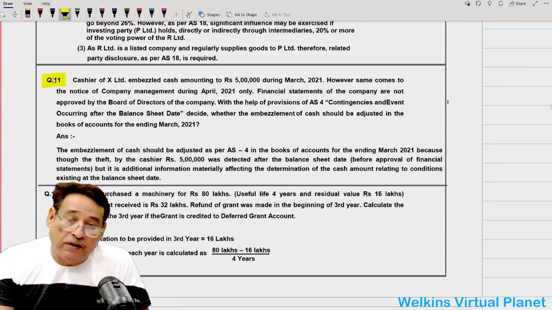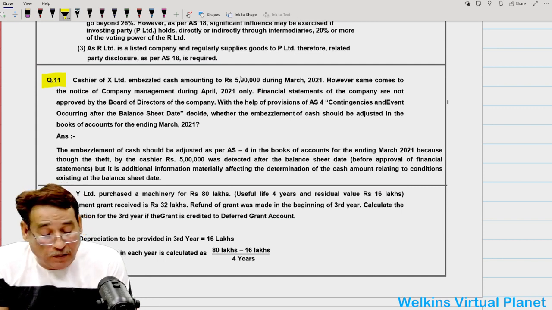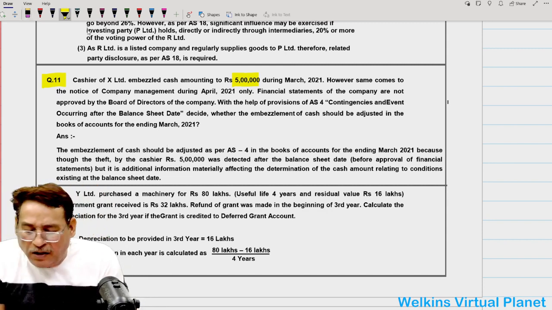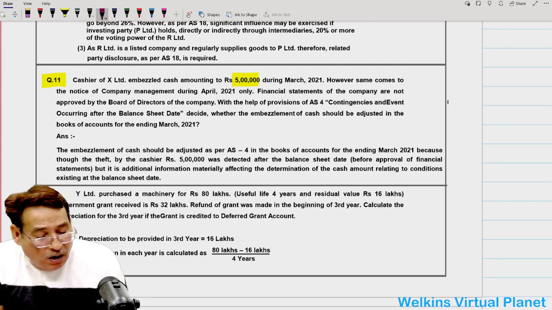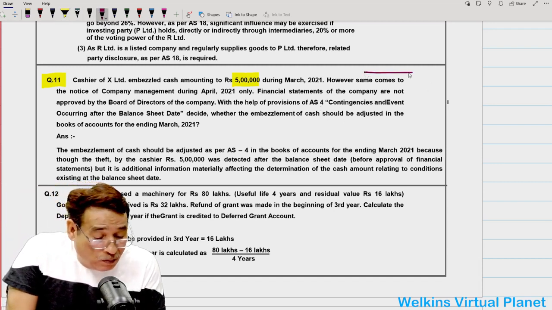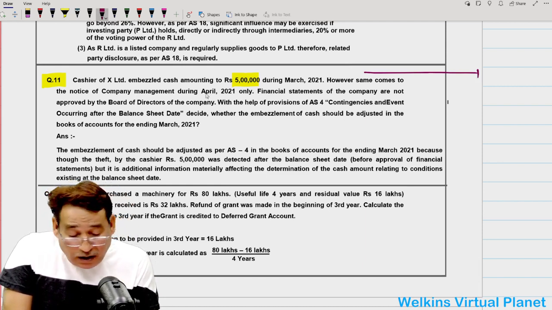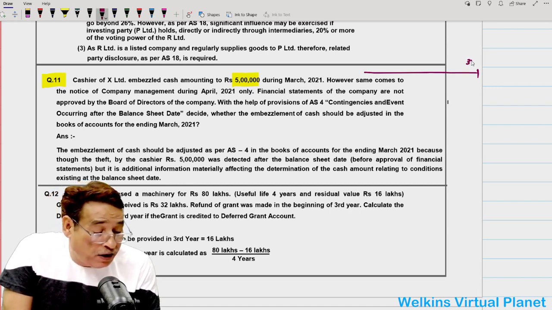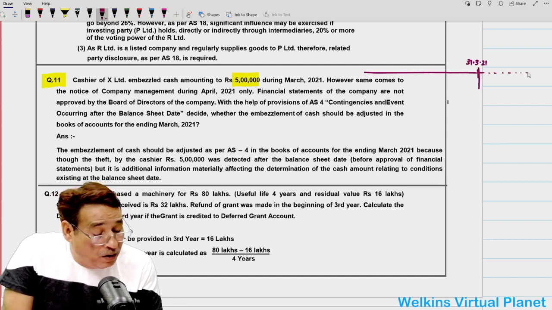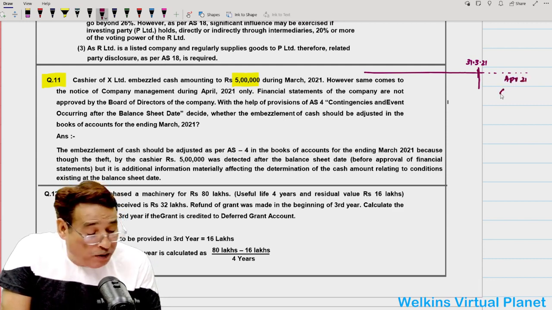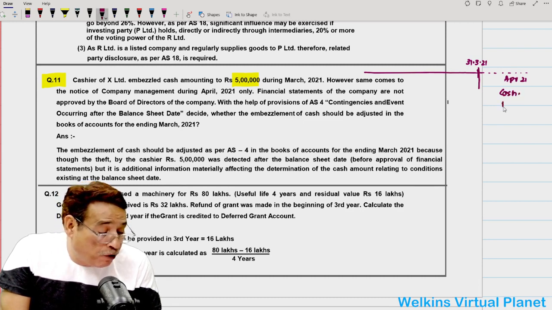Question number 11. In this particular question, it is written that the cashier of X Limited embezzled cash amounting to rupees 5 lakh. Now, this question is related to AS4. Again, this question is available in our notes also. Correct? In this question, what is happening? Let us say the accounting year is ending on 31st of March 2021. This is the end of the reporting period. And in the month of April 2021, we found that there is cash embezzlement. So some fraud regarding cash has taken place, embezzlement.